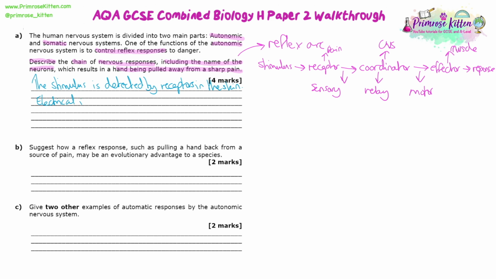So there I've said receptor, I've said the central nervous system, I've said the effector, I've also talked about the sensory neuron, the relay neuron, and the motor neuron, and all of that was in the right order. And I've explained how the muscle, how the effector, causes the arm to move away. So all of that should get me my 4 marks.